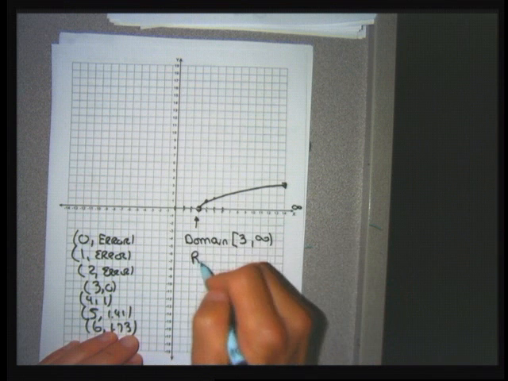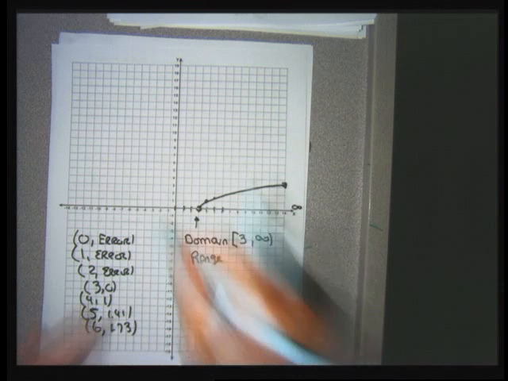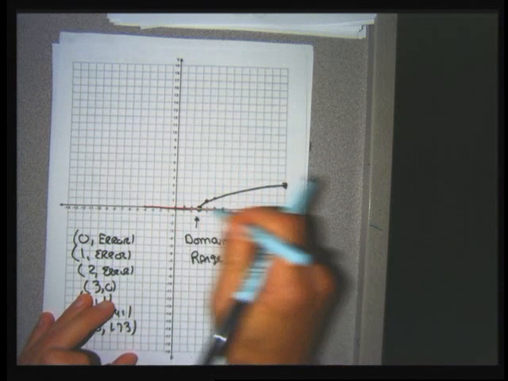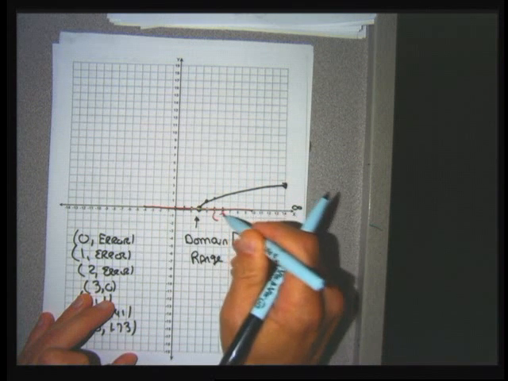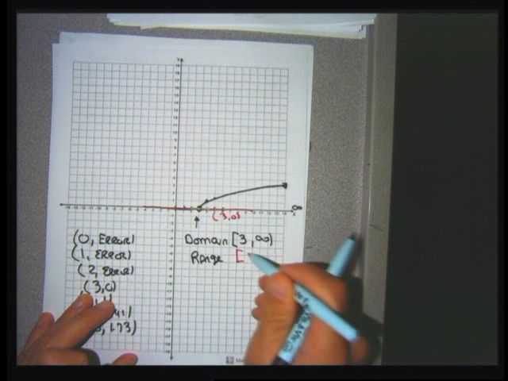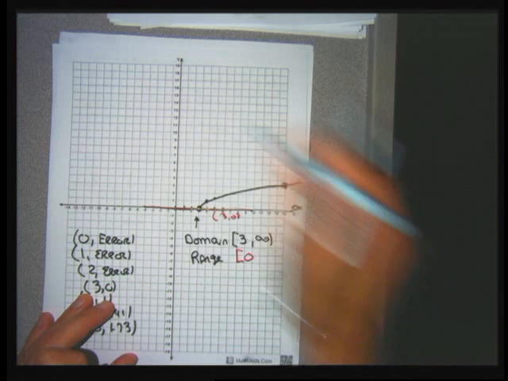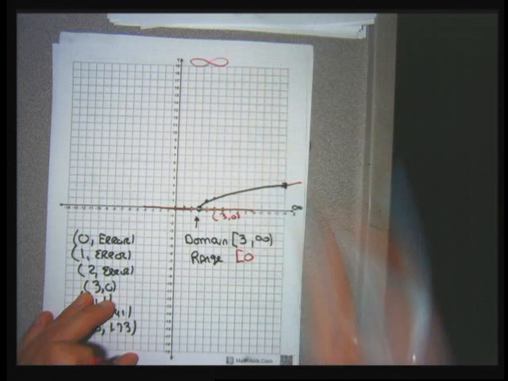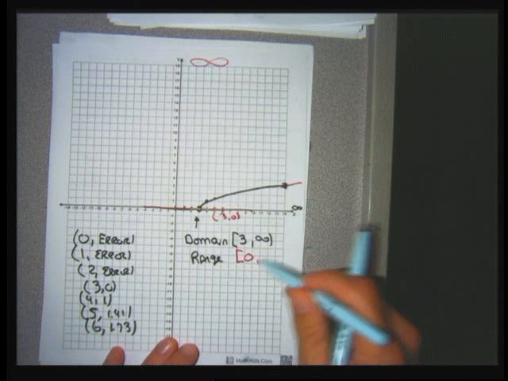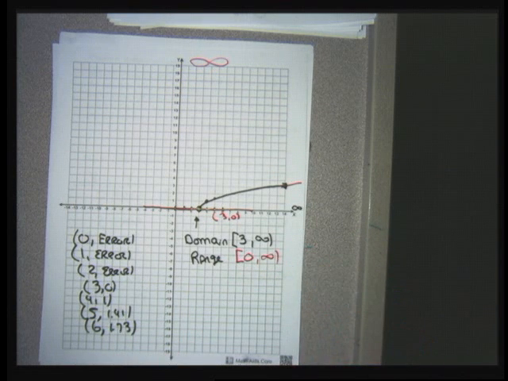For the range, I look at the bottom of the graph. The bottom of the graph is at the point 3, 0. The bottom of the graph, its y is at 0. And very slowly the graph works its way up, and eventually, if I make my window big enough, the graph works its way up all the way to the top of the y-axis. So the range is going to end at infinity.